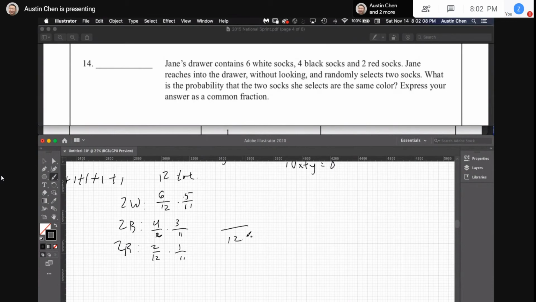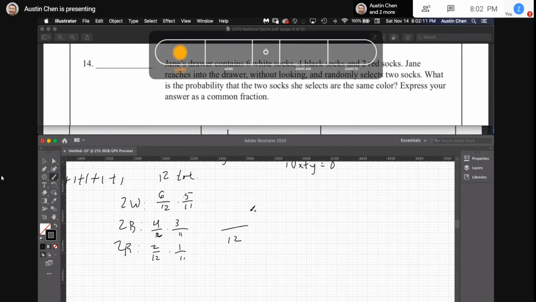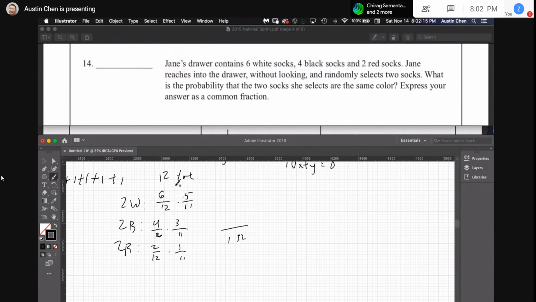So all of these denominators are going to be the same, just not 121, sorry. It's going to be 132. And so we can just add the numerators together. So that's going to be 30, that's going to be 12, so 42, that's going to be 2, so 44.